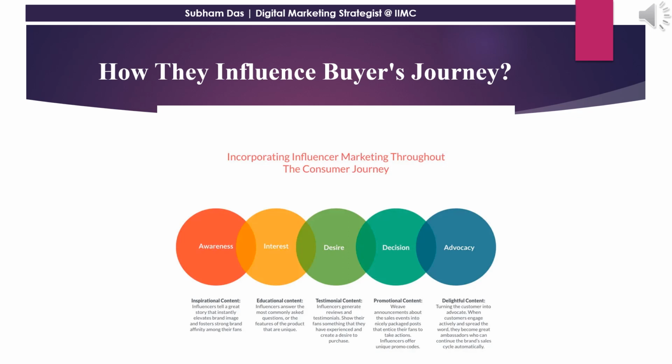How influencers influence the buyer's journey. You already know about the buyer's journey. It is a funnel from website visitors to decision and finally to advocacy stage. The funnel is how fast the customers, the potential website traffic, move from awareness stage to the decision stage and finally to the advocacy stage. How fast people move is the buyer's journey. What influencers do is they make them move faster through the funnel.